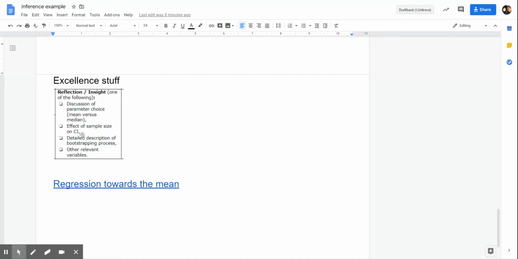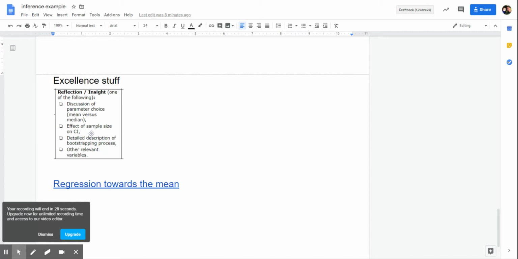The effective sample size on confidence interval. So that one's a weird one because we've just resampled and did it more and more and more. If we took a bigger sample, would you expect it to shorten? And to explain that, you're going to have to look at some of this regression towards the mean stuff. So I've put this little thing here on my website in the same place as this video. Detailed description of bootstrapping process, you can have a go at that, or other relevant variables that are related to your topic. Alright, that's me. I've only got 3 seconds left, so enjoy the video.